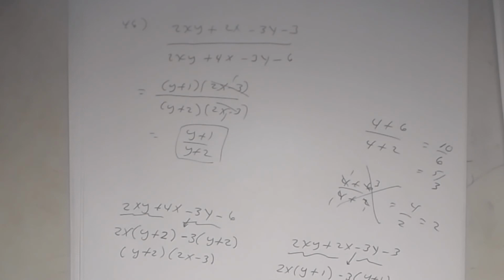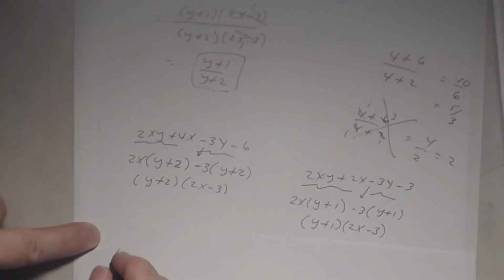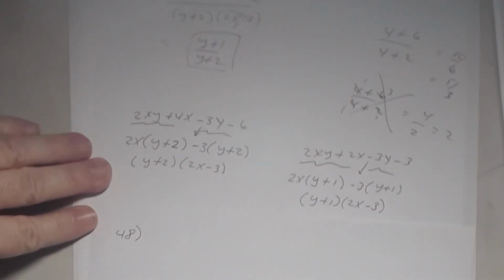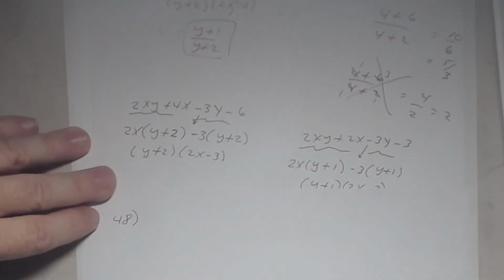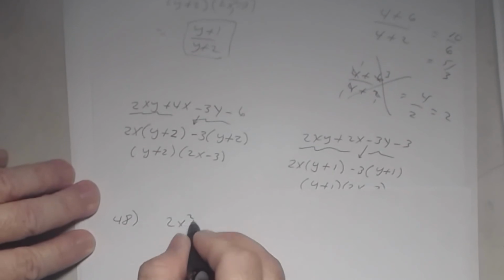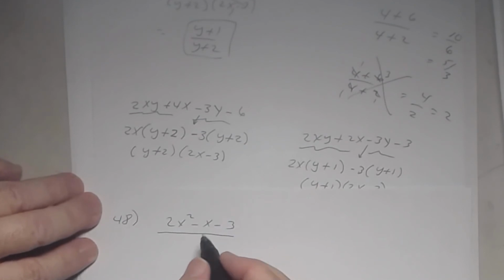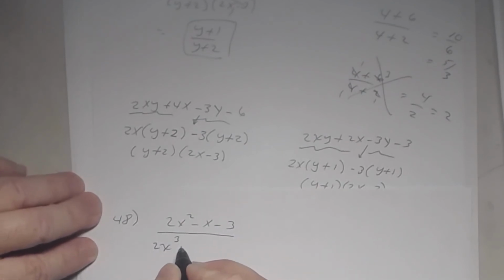All right, 48. In 48 you have 2x squared minus x minus 3 divided by 2x cubed minus 3x squared plus 2x minus 3.